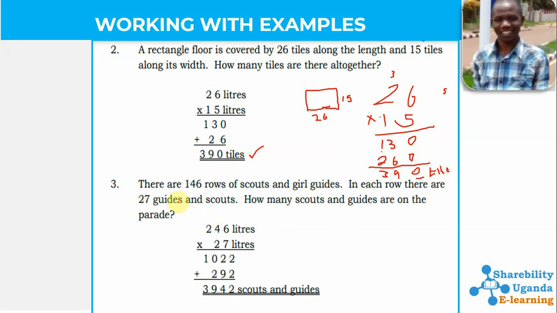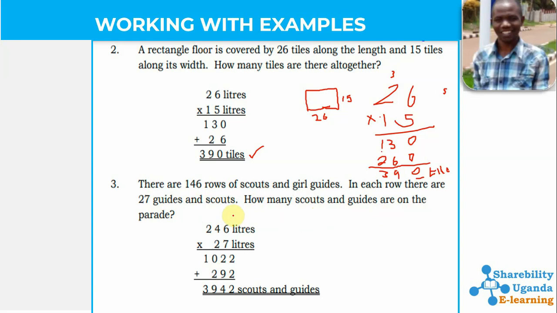All right. So we also have another number here which is saying there are 146 rows of Scouts and Girl Guides. Okay, so these are Scouts and Girl Guides. They are saying in each row there are 27 guides and Scouts. They are meaning the rows. They have rows, and there are 27 guides and Scouts in each row. Then they are asking us how many Scouts and guides are on the parade.